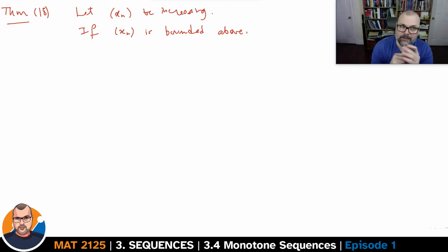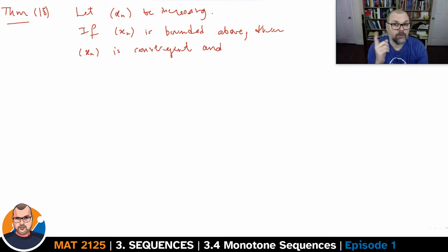If, as I said, the sequence is bounded above, then it is convergent. We can say more. Not only is it convergent, it also converges to the supremum of the values of the sequence.